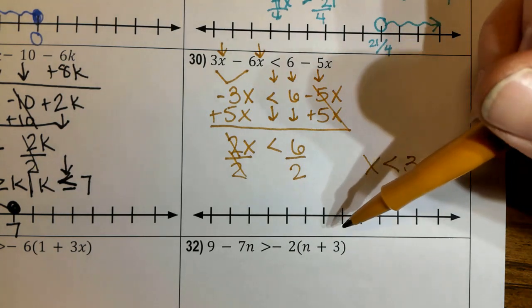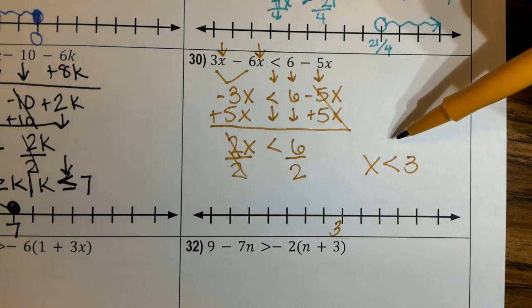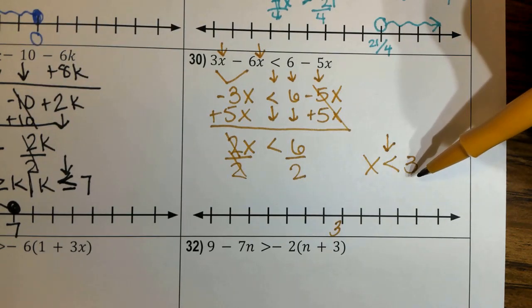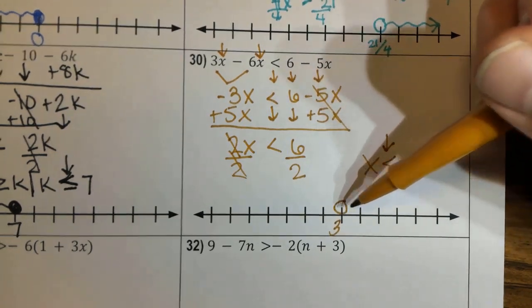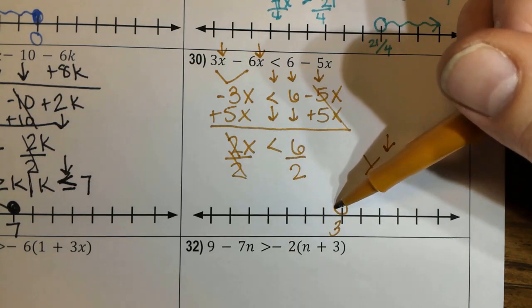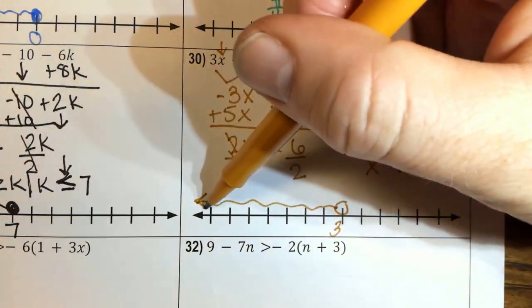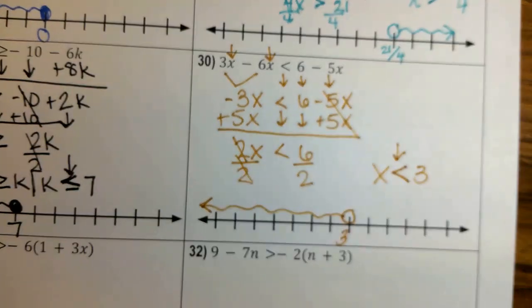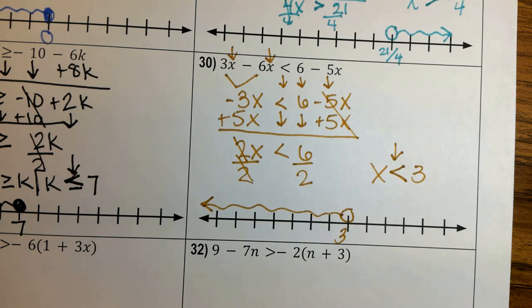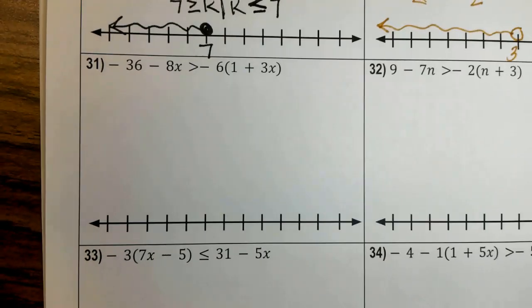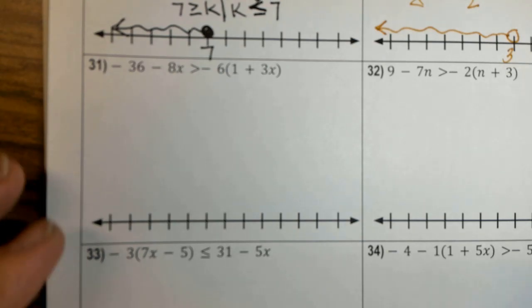Okay, so I put a 3 wherever I want to. My inequality is not underlined, so it's an open circle. And less than is left. That's 30. Look at that, we're almost done. 31.